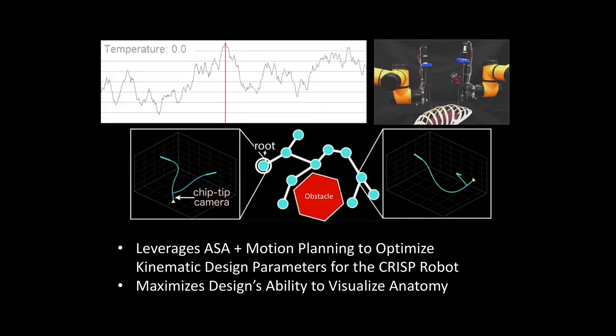Our method, which leverages ASA and motion planning, allows us to optimize the kinematic design parameters for the CRISP robot. This results in designs which are able to visualize a large percent of relevant anatomy.